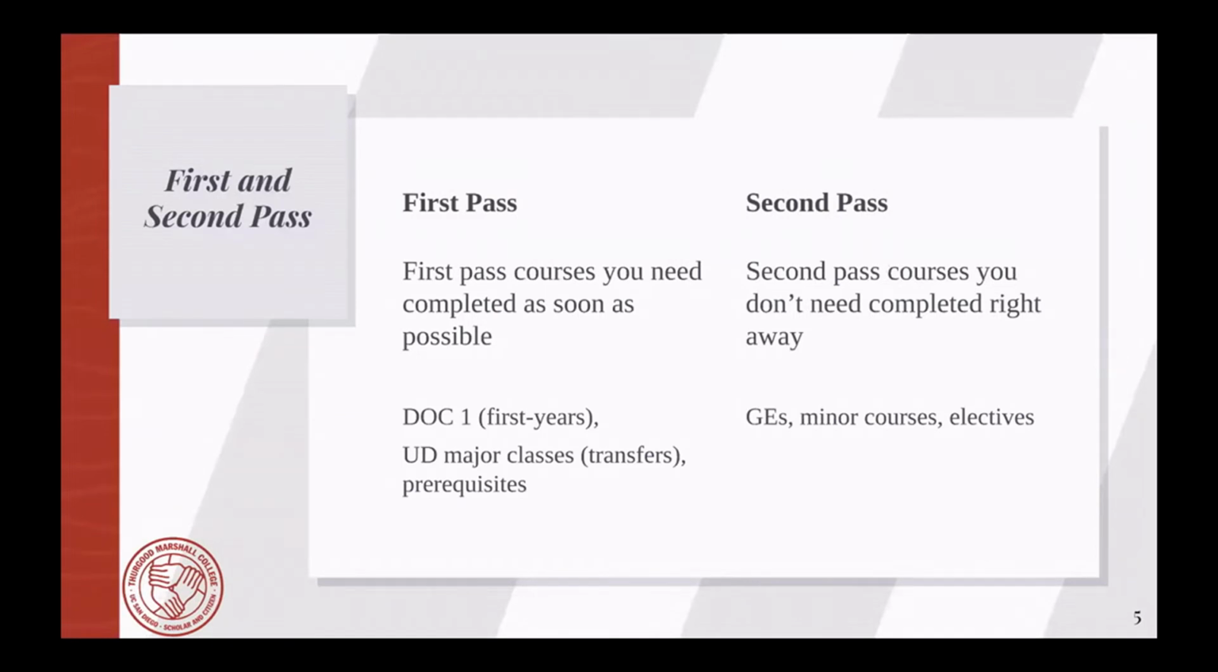We advise students to use their first pass to enroll in time-sensitive courses that need to be completed as soon as possible. These do tend to fill up quicker. This may include the doc series if you're entering as a first year, major requirements, or prerequisite courses. The two-pass system lets students prioritize these types of courses, allowing you to enroll in at least 2 4-unit classes before any second passes begin.